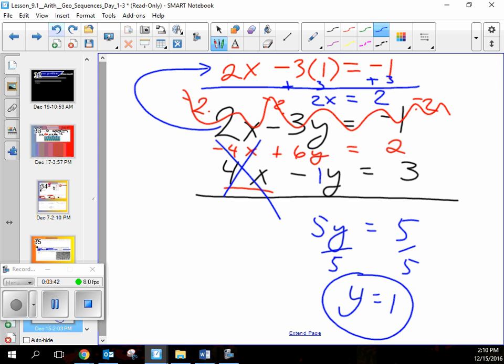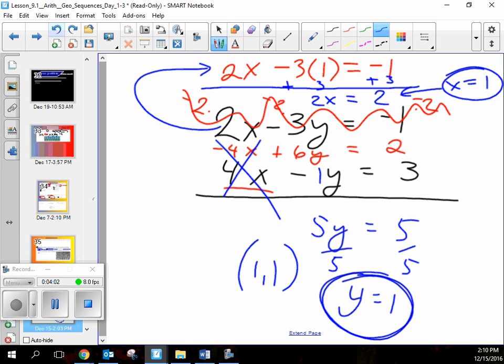And then what does x have to equal? X has to equal 1. Excellent. X equals 1 and y equals 1. If I was going to make it a point, it would be 1, 1. That's the spot where the two lines would have crossed. Okay. That's a normal problem. That's the typical question you have to do for this next test.